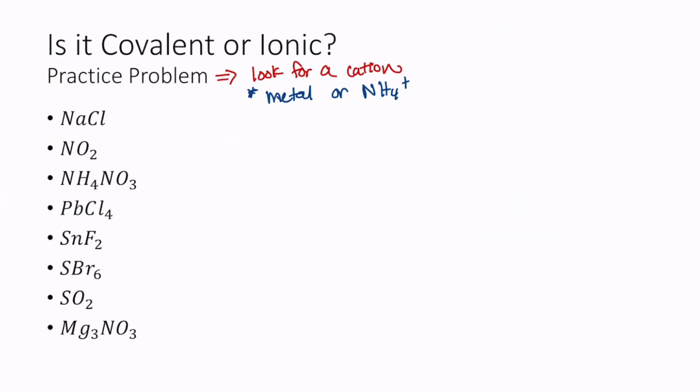So you can go through this table here, this practice problem here, to identify whether this is going to be covalent or ionic, and then I encourage you to name them. If you email them to me with whether it's a covalent or ionic compound and its name, I will give you some extra credit.